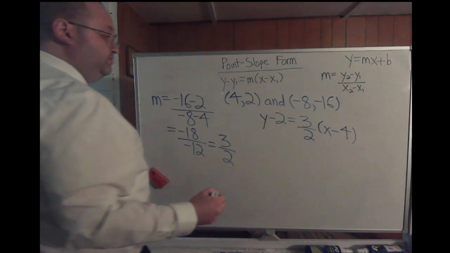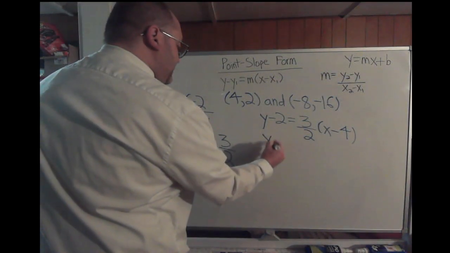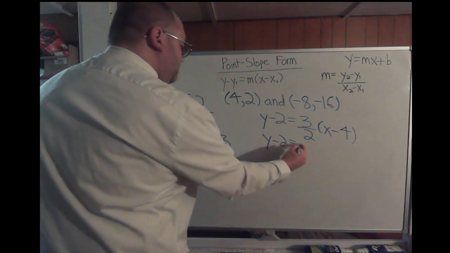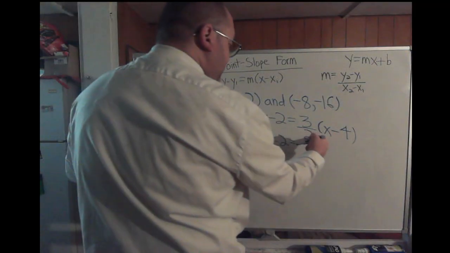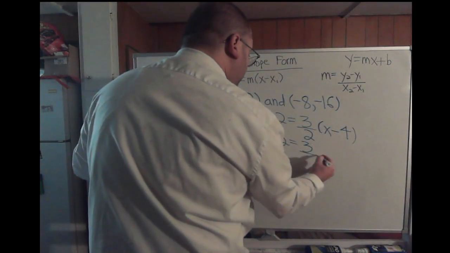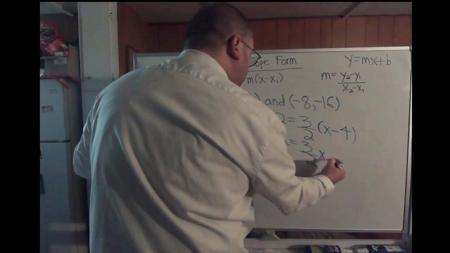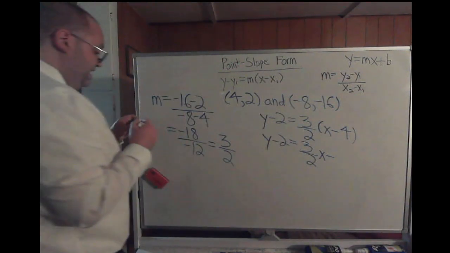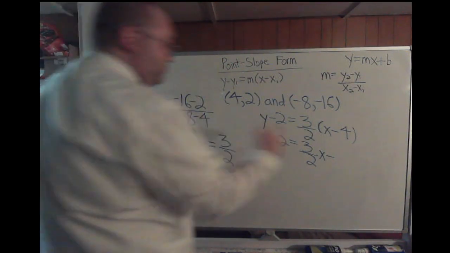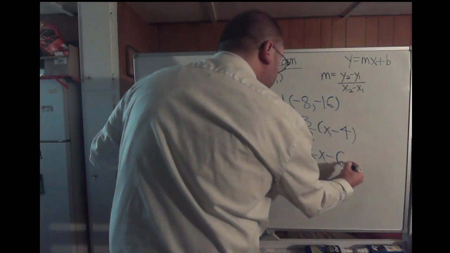Okay, well, let's simplify this. Y minus 2, well, let's do the distributive property. 3 halves times x is, well, 3 halves x. Minus, then we got 3 halves times 4. 3 halves times 4 is 6.